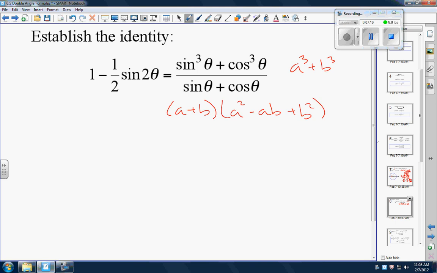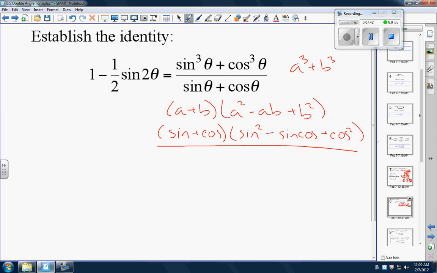Now, we just got to do the same thing with sines and cosines here. So, we're going to say sine plus cosine times sine squared minus sine cosine plus cosine squared, okay, all over sine theta plus cosine theta. Remember, these other guys have thetas in them as well. We just don't always put them for convenience sake.